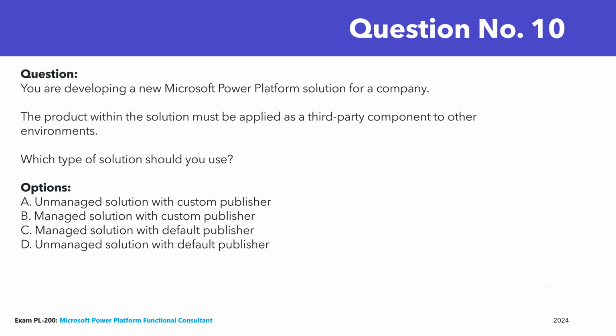Question. You are developing a new Microsoft Power Platform solution for a company. The product within the solution must be applied as a third-party component to other environments. Which type of solution should you use? Options. A, unmanaged solution with custom publisher. B, managed solution with custom publisher. C, managed solution with default publisher. D, unmanaged solution with default publisher.